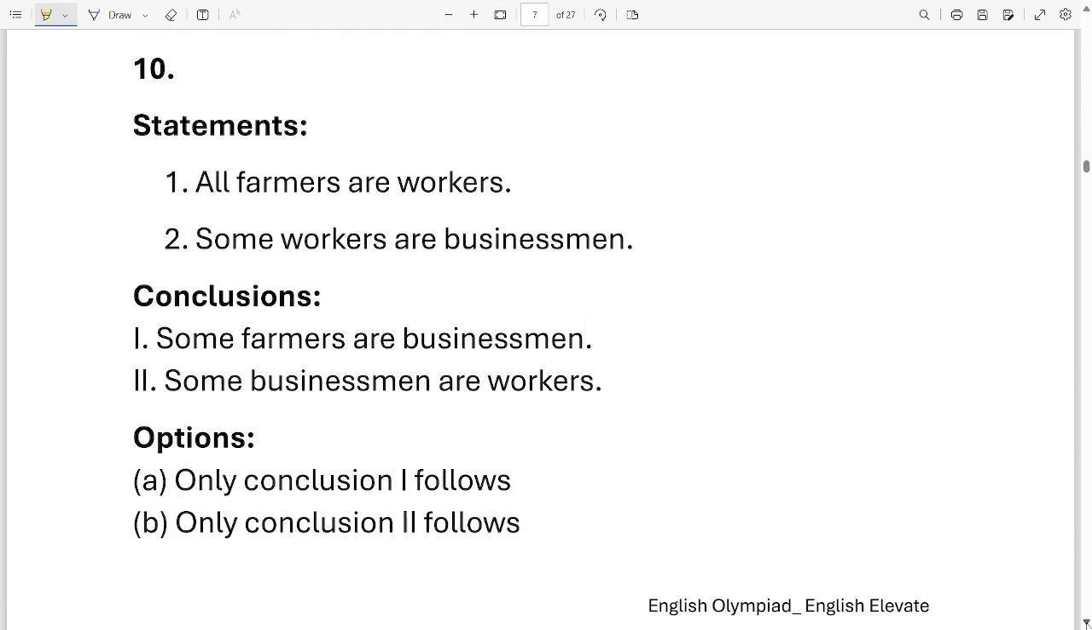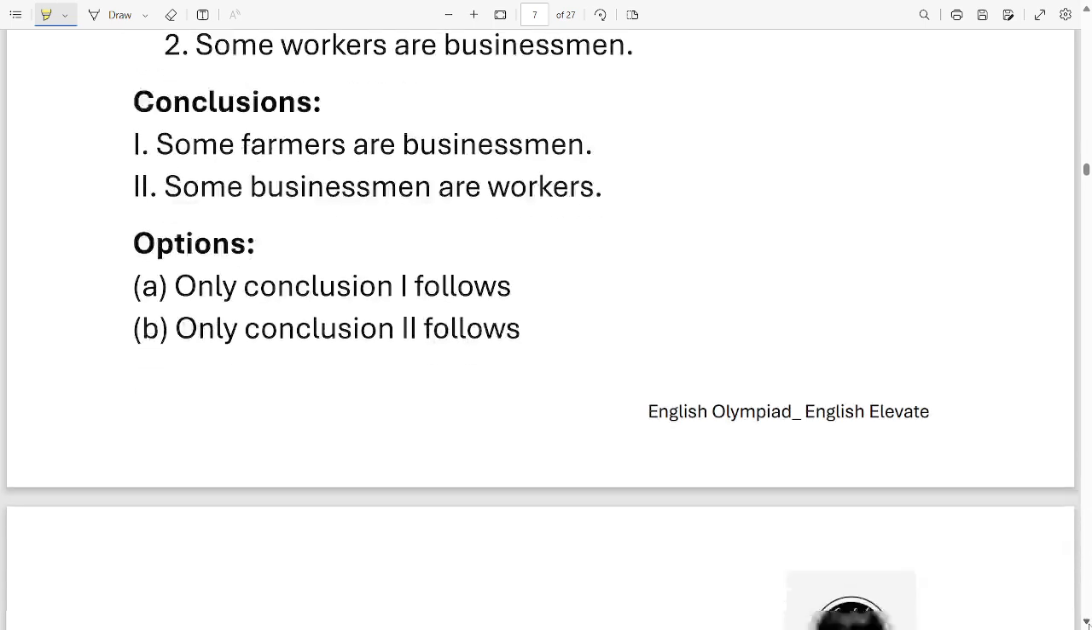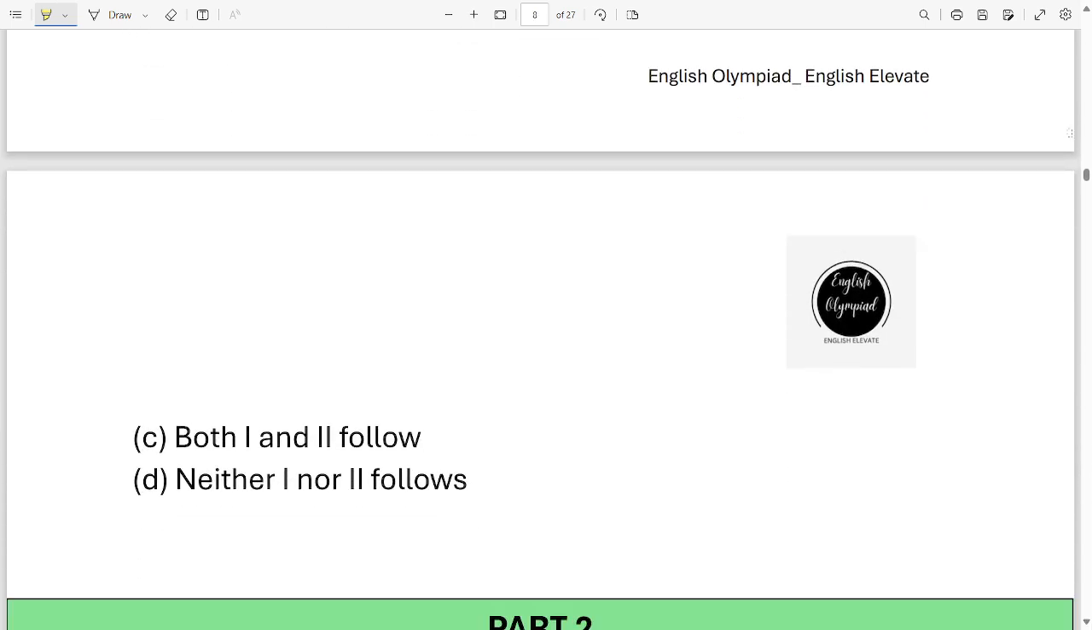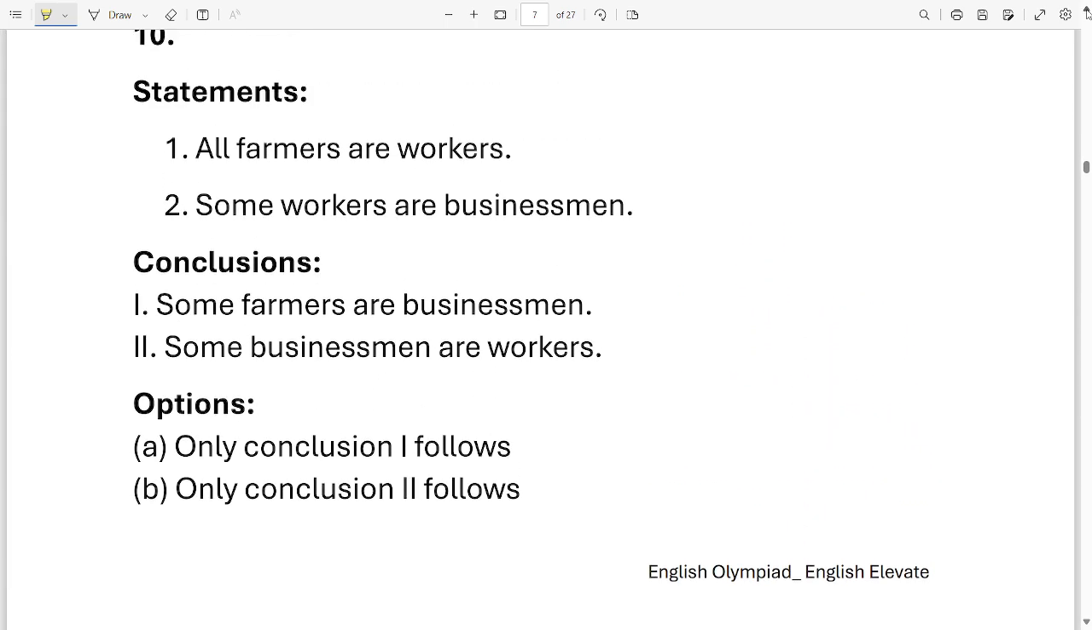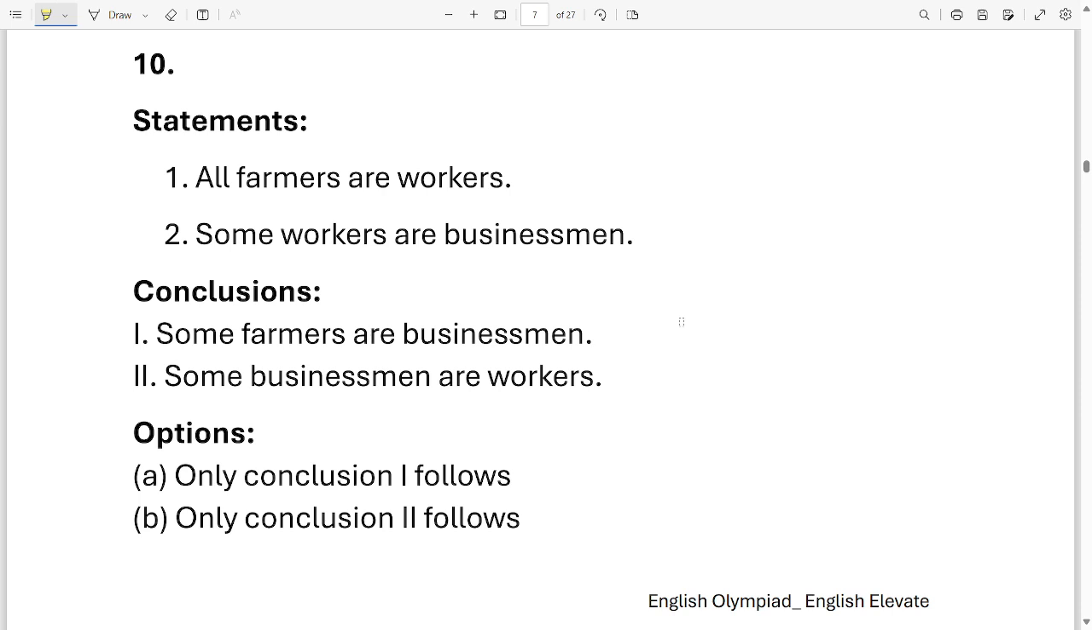Next question. All farmers are workers, some workers are businessmen. Okay, now your conclusions are: some farmers are businessmen, some businessmen are workers. Your options are only conclusion 1 follows, only conclusion 2 follows, both 1 and 2 follow, neither 1 nor 2 follows. Now go through your statements once again and your conclusion as well to find the correct option. It is option A, only conclusion 1 follows.